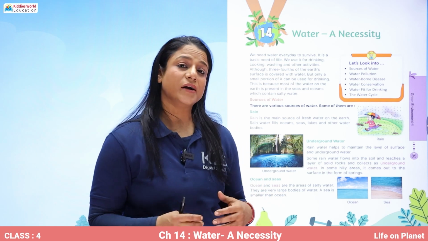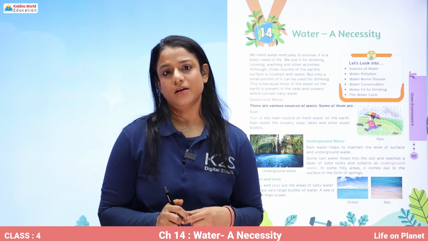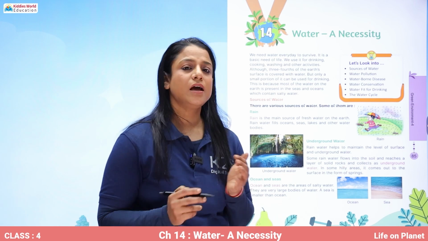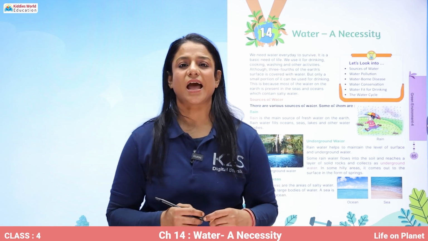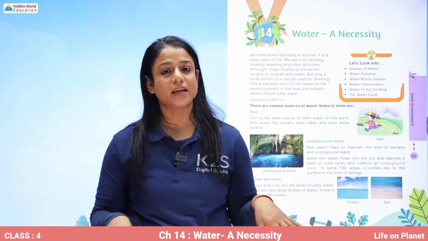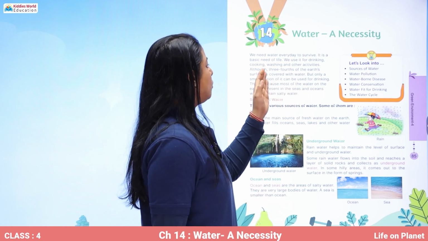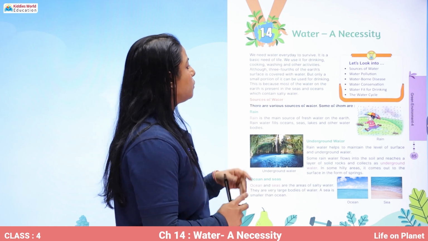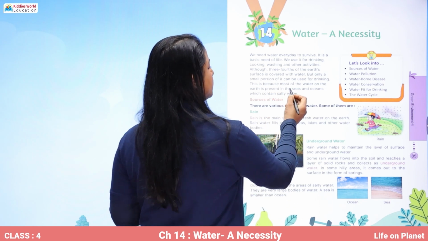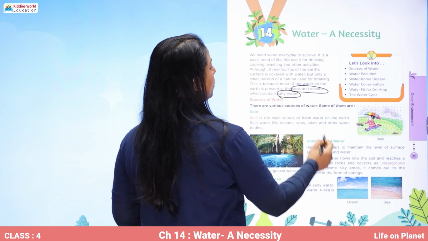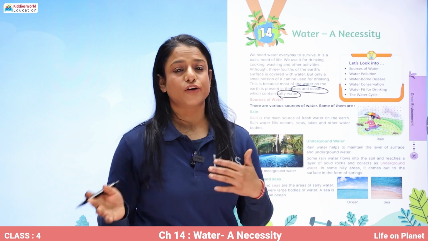Why? Because the water which is there in seas and oceans is salty water, and salt cannot be separated from that water easily, and that particular water is not fit for drinking, washing clothes, bathing, anything, right? So, although three-fourths of Earth's surface is covered with water, only a small portion of it can be used for drinking. This is because most of the water on Earth is present in seas and oceans, which contain salty water. So, which is that water which can be used for drinking and other purposes?